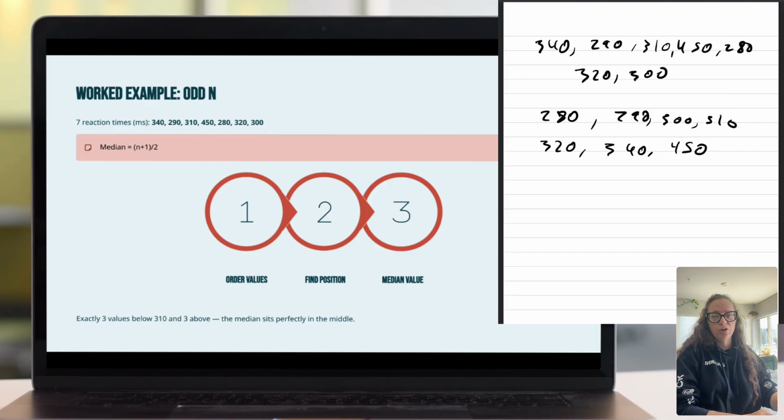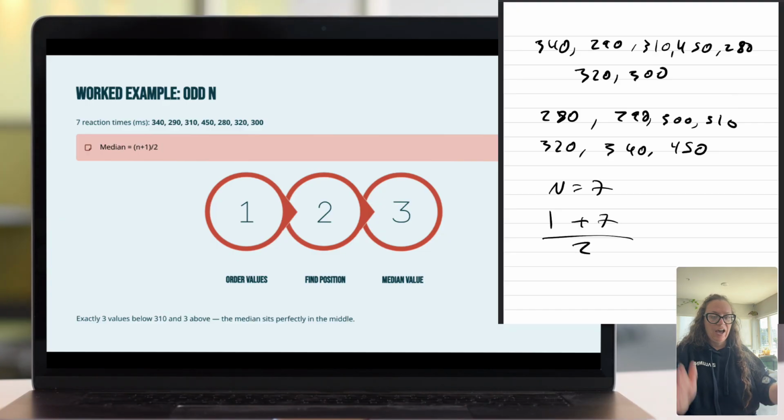So the total, there are 7 things. So n equals 7. Then you're doing the range 1 all the way to 7, first position to seventh position, and you're going to find the middle. So obviously 1 plus 7 is 8, and 8 divided by 2 equals 4. Position 4 is what we're looking for.